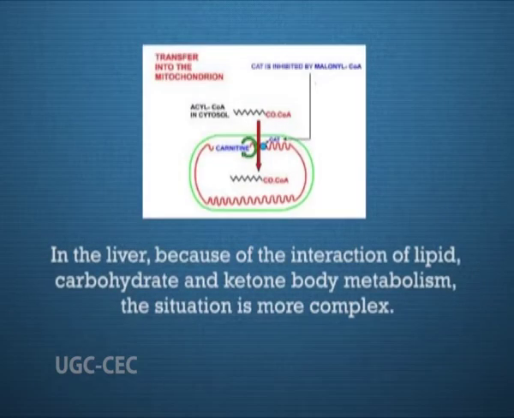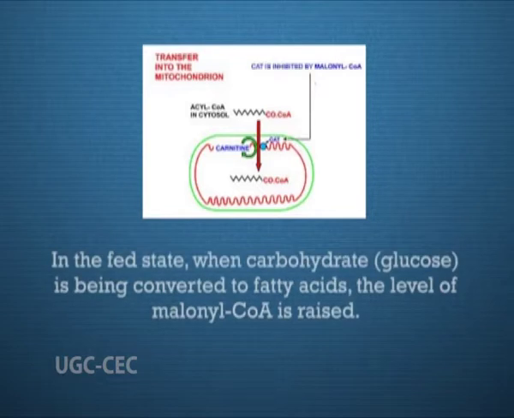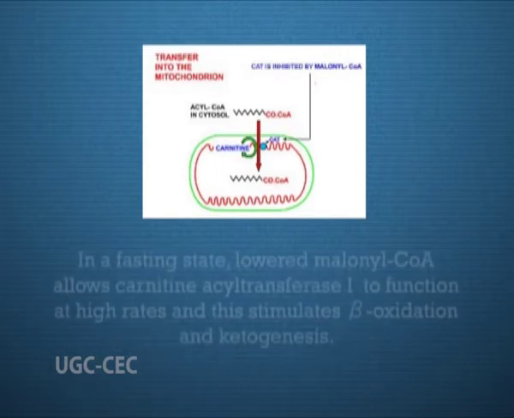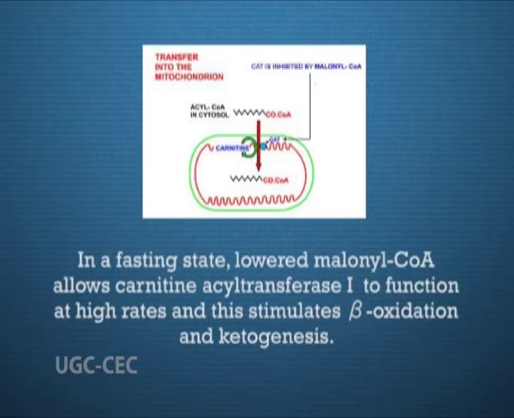In the liver, because of the interaction of lipid, carbohydrate, and ketone body metabolism, the situation is more complex. In the fed state, when carbohydrate, in the form of glucose, is being converted to fatty acids, the level of malonyl-CoA is raised. Malonyl-CoA is a reversible inhibitor of carnitine acyltransferase 1, and therefore reduces entry of acyl groups into the mitochondria for oxidation. In the fasting state, lowered malonyl-CoA allows carnitine acyltransferase 1 to function at high rates, and this stimulates beta oxidation and ketogenesis.